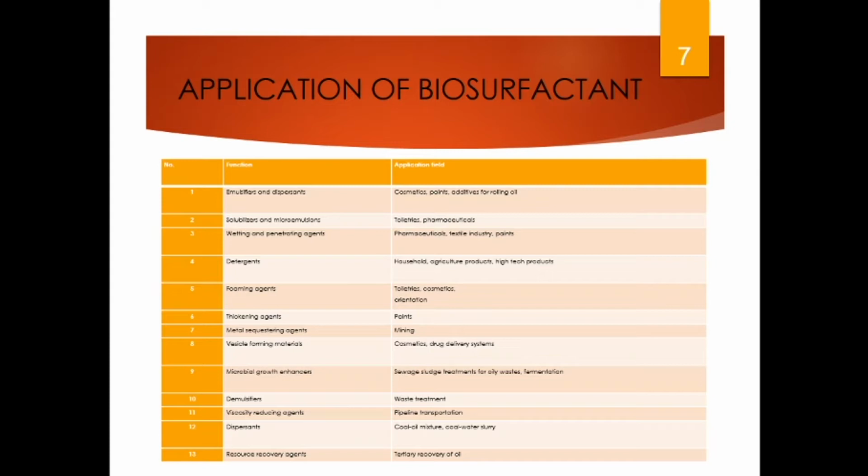Applications of biosurfactants. As you can see, this table shows the function and the application field. The functions of biosurfactants include emulsification and dispersion. For application fields, we use them in cosmetics, paint, and additives for rolling oil. For solubilization and microemulsion, we can apply them in toiletries and pharmaceuticals. This goes on until the resource recovery agent, where the application is tertiary recovery of oil.